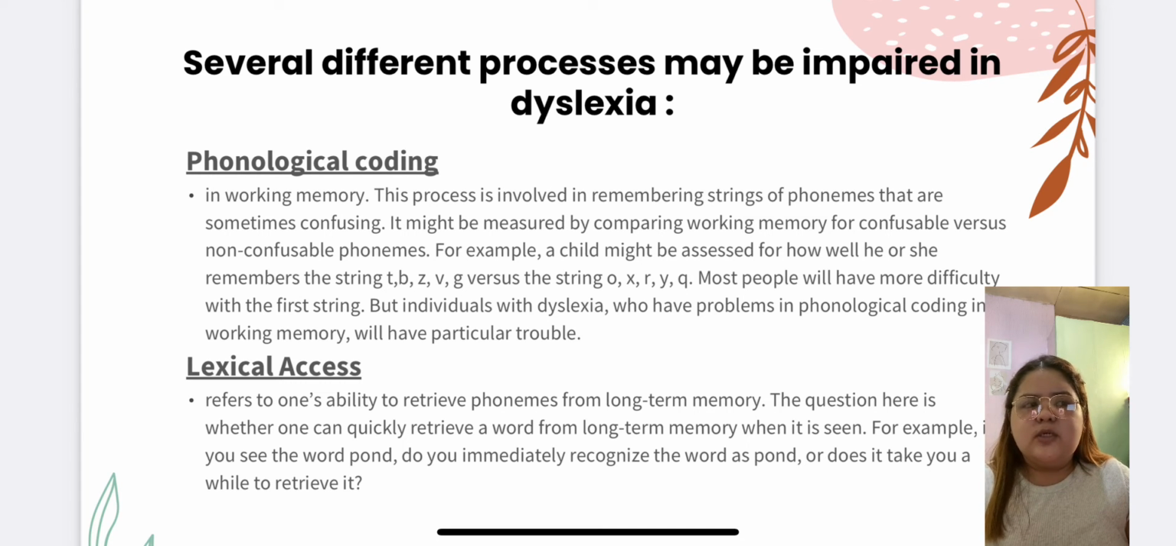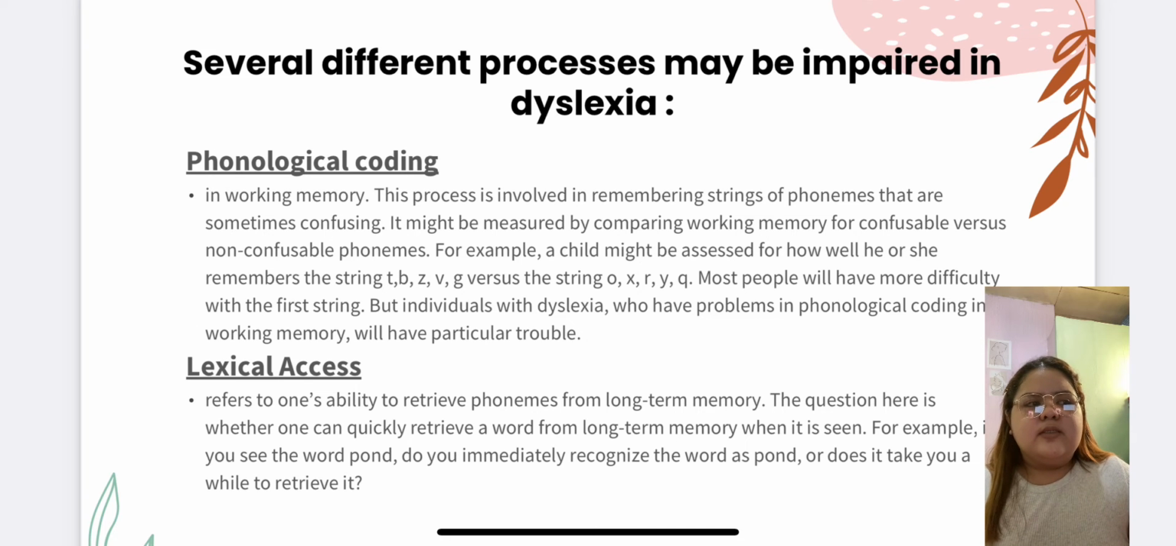So sa phonological coding, mas dali ma-identify if a person has dyslexia, kay mas malisdan siya mag-assist or mag-remember sa mga string na gihatag sa iyaha as activity.